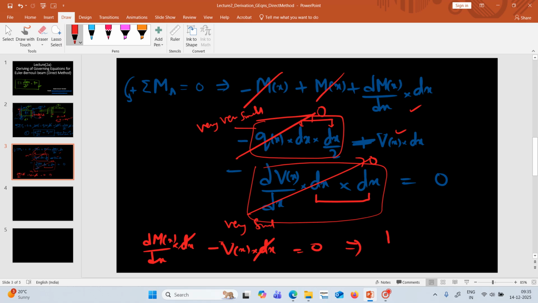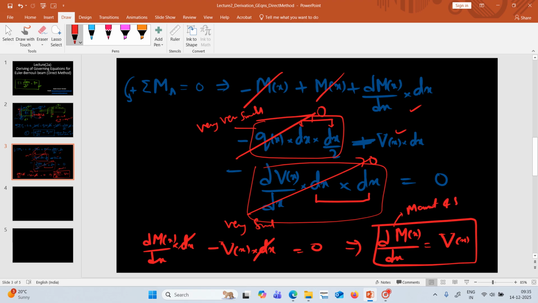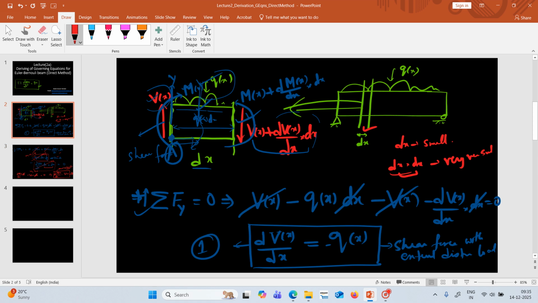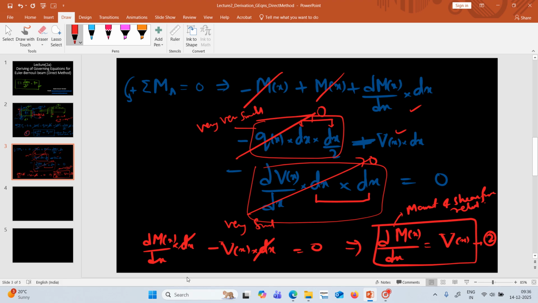What is the remaining function? dM(x) by dx equals V of x. So it gives the relation of moment and shear force: the rate of change of the bending moment is the shear force. So this is equation 2. The first equation we got was the relation between the shear force and the external loading, and this is the bending moment and the shear force relation.